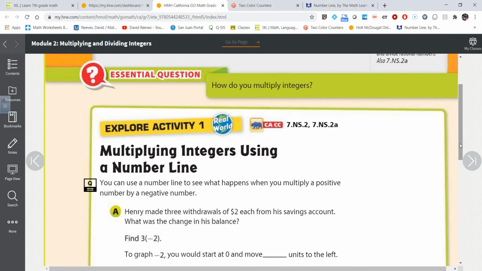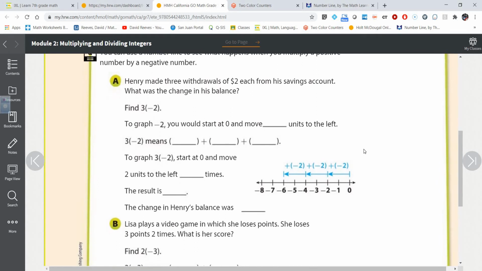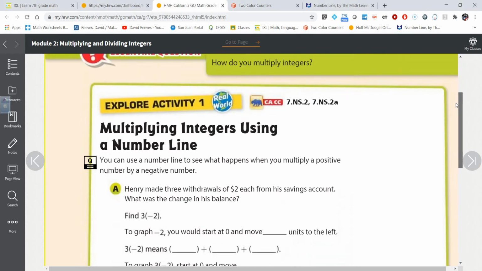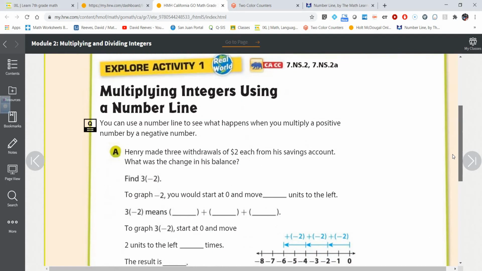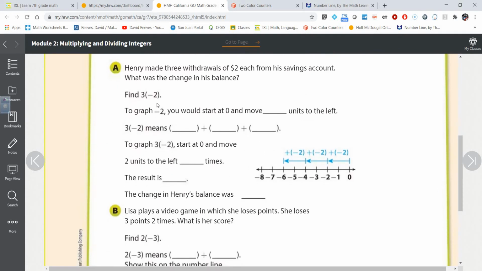We're going to take a look at multiplication on the number line, then multiplication using counters, and then just do some practice problems. So here we go. I am on page 37 in your textbook. They start off with the example 3 times negative 2. What this means, as written, is 3 groups of negative 2 being added together.